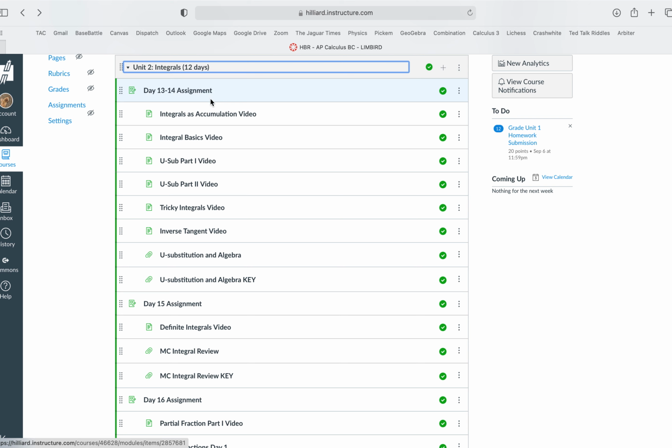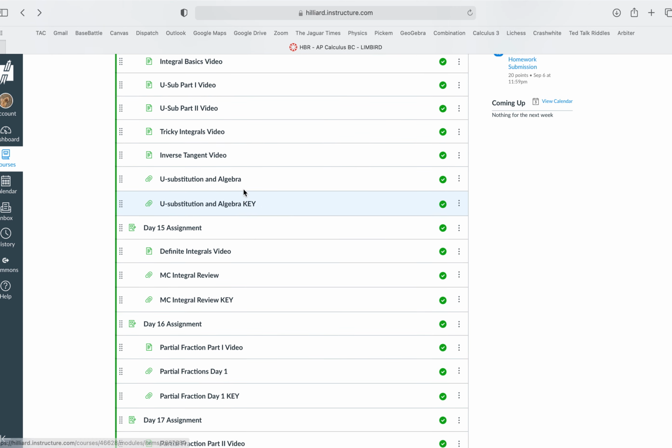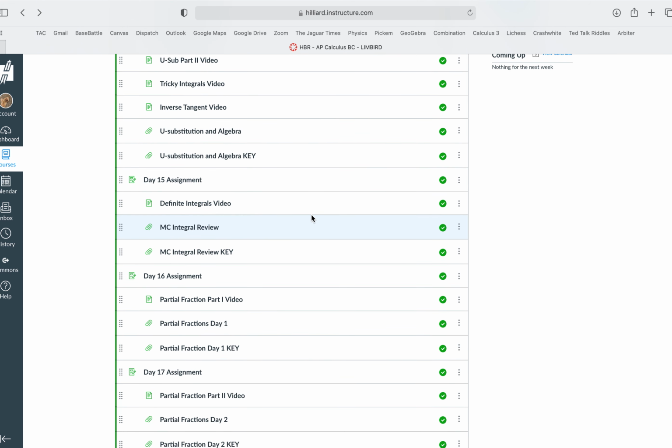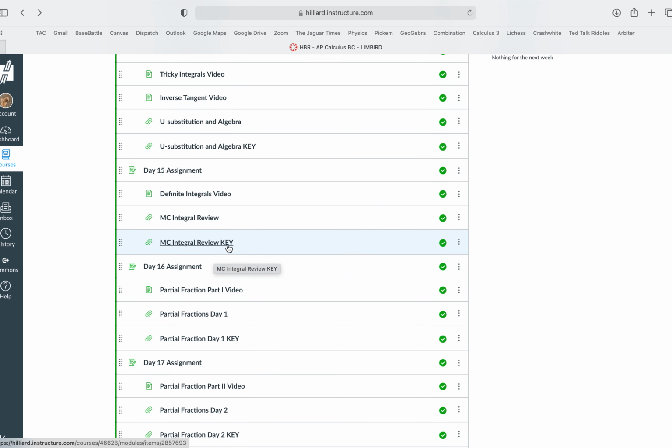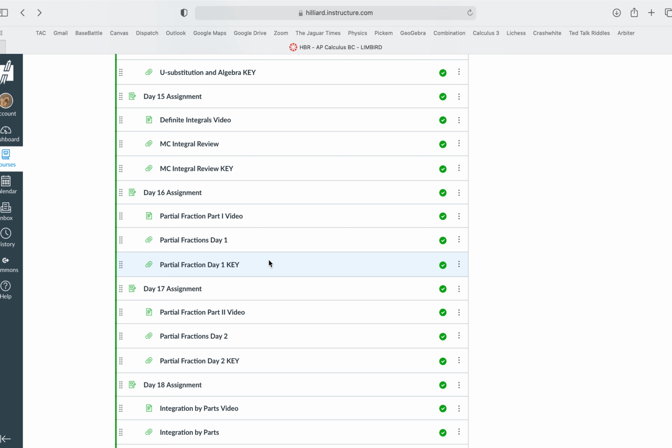Every day there's an assignment, there are some videos, there's a worksheet, and then there's a key. So day 15, there's a definite integrals video, that's the topic. There's a multiple choice integral review sheet from the AP that we would do, and then there's a key. So I think today we're actually right here.